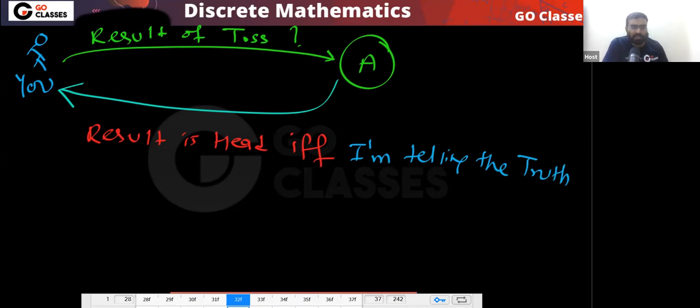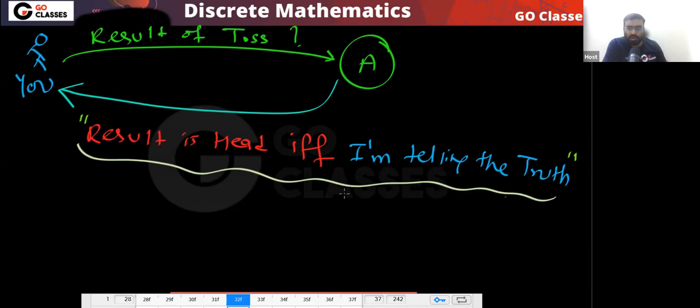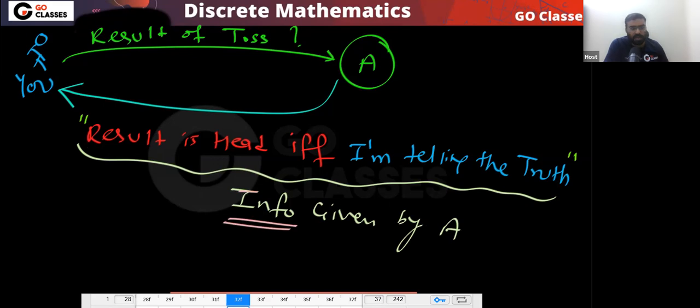So you ask what the result is, then the person says this is the state. This is the information you are getting. Please understand, this is the information this A is giving you. This complete statement is the information given by A. Now you can see that.